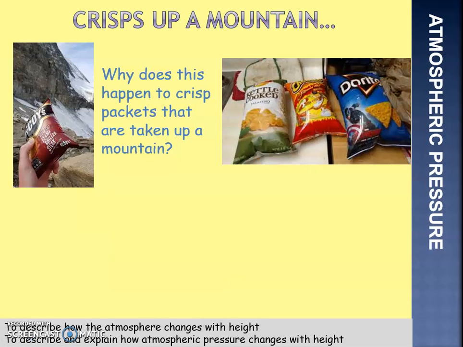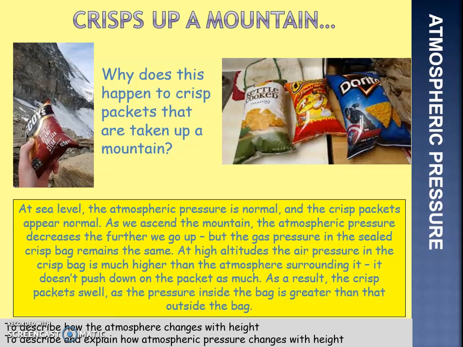Okay, next thing. Look at those crisp packets that have been taken up to the top of a mountain. Why does this happen to them? Pause the video whilst you tell me why. Okay, the reason this happens to crisp packets taken up a mountain is that at sea level the atmospheric pressure is normal and the crisp packets appear normal.